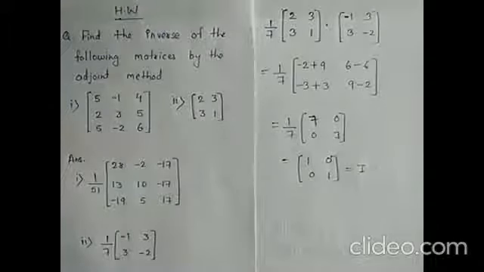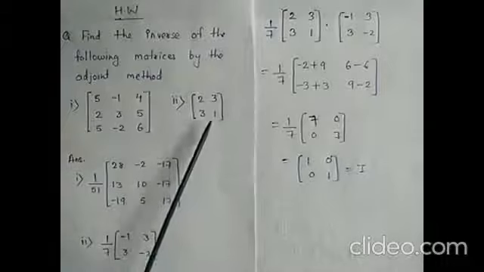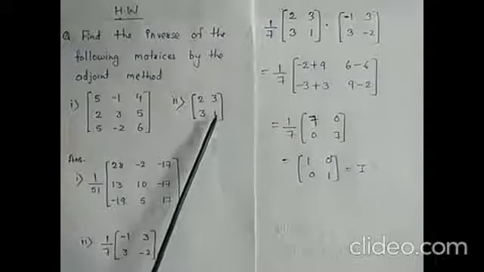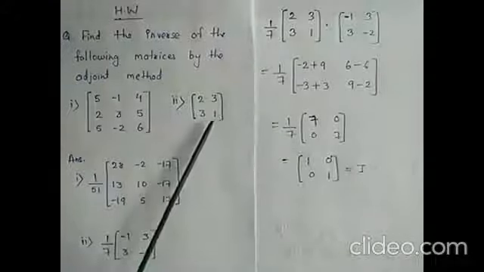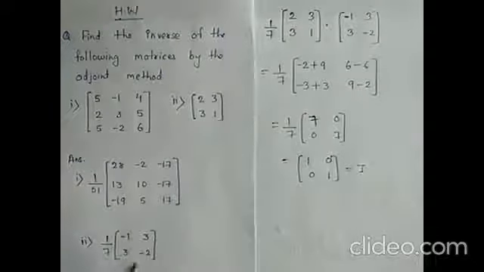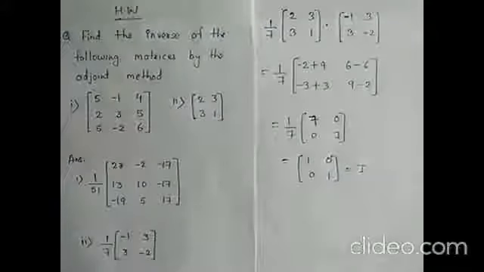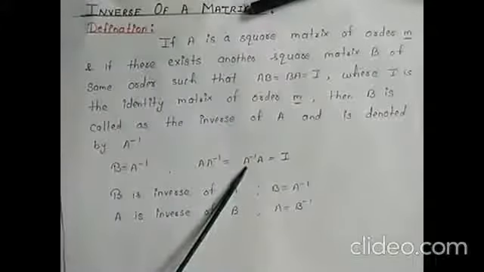For example, I will explain this one. This is the question given, the matrix is given and the inverse of this matrix is this one: 1 upon 7, this matrix minus 1, 3, 3, minus 2. What are we supposed to do? Multiply this matrix A with its inverse, and we know from the definition that A into A inverse equals I. We already know it. When we multiply a matrix with its inverse, we get the identity matrix.